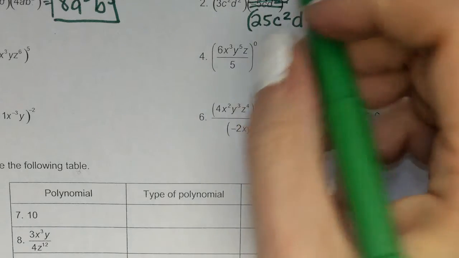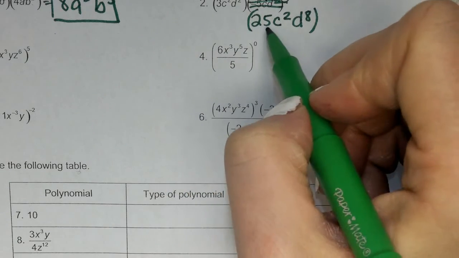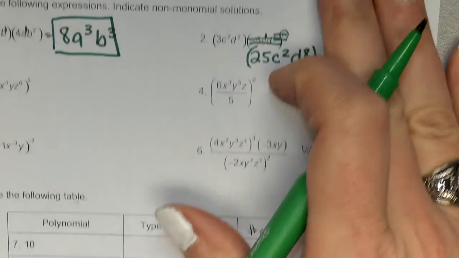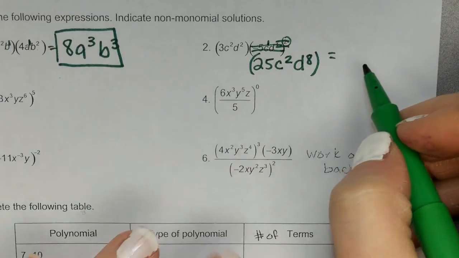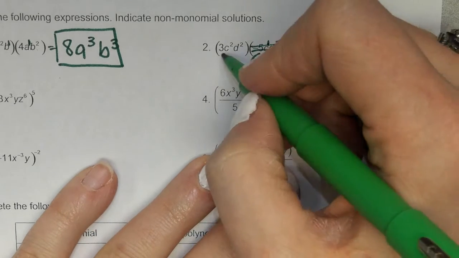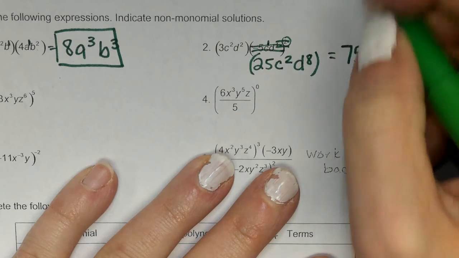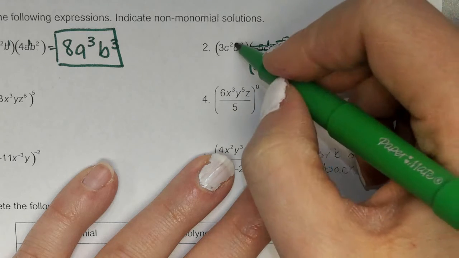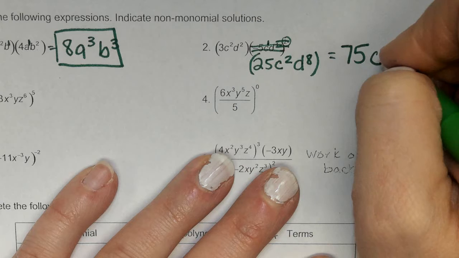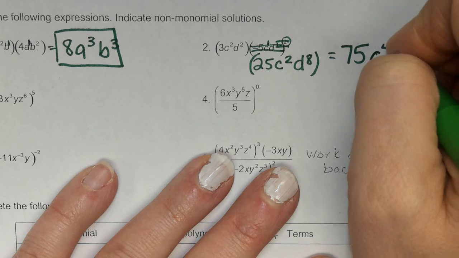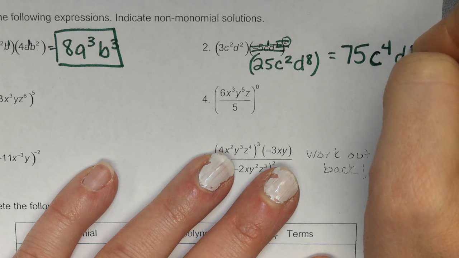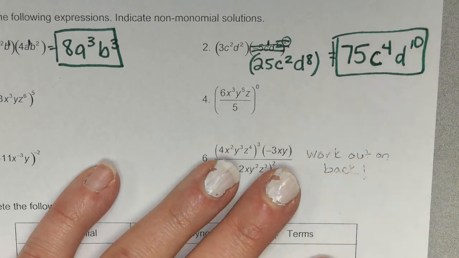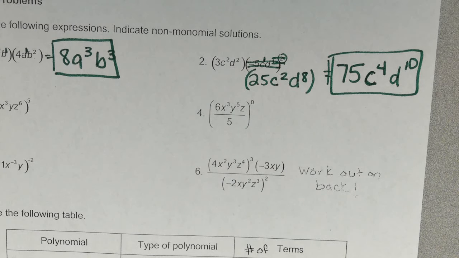That's our new set here. And now we're going to multiply this first set times the second set. Again, this should be just a review from what we did last unit with the exponents. 3 times 25 is 75. C, we're multiplying our exponents now. It's not a power to a power. We're just going to add them together. C to the 4th, d to the 10th. Okay? Hopefully this is still a review for you.